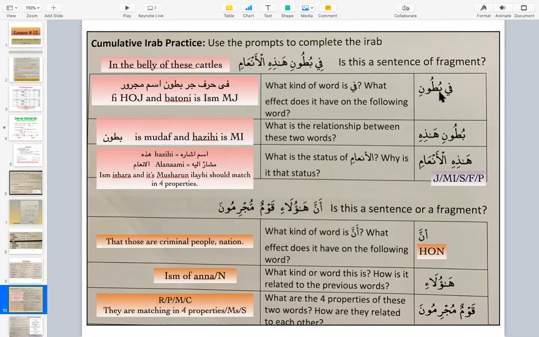Now, when you see fi, you're going to ask yourself, what kind of word is fi? If you remember, ba, ta, kaf, lam, wow, min, fi, you find it. Yes, fi is our harfu jar. So if this is harfu jar, what is the job of the harfu jar? What effect does it make? The effect it makes is that the next ism should be jar in status. So this question you are going to ask yourself. So when you figure it out, we know fi is our harfu jar, butuni is our ism majroor.